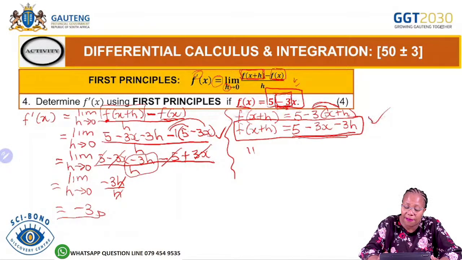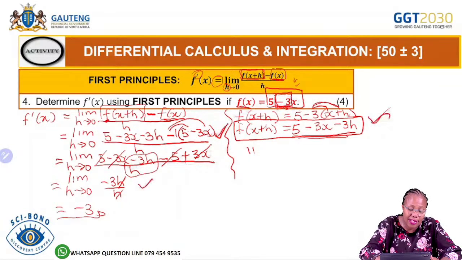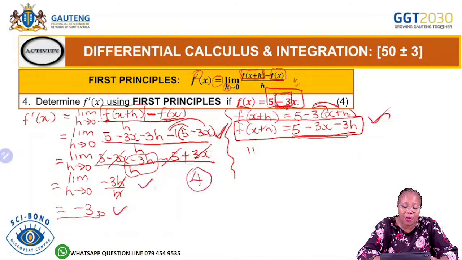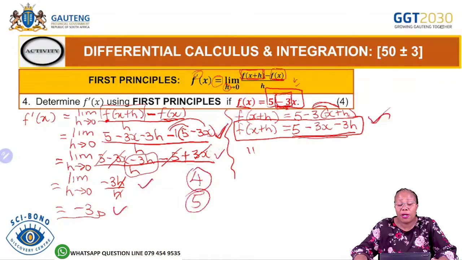So we said the first mark will be for f at x plus h, the second one for substitution, the third one for simplifying this and end up with minus 3h over h, and the last one will be for the answer. That is your 4 marks. Sometimes the examiner gives this question 5 marks. If it is 5 marks, they will also give you a mark for simplifying at that particular step. Okay.